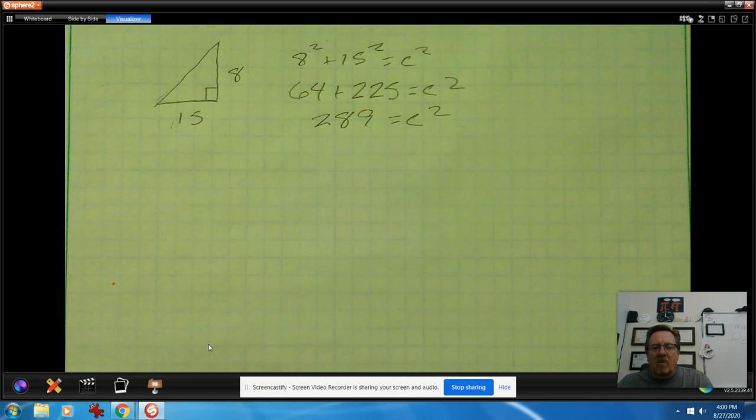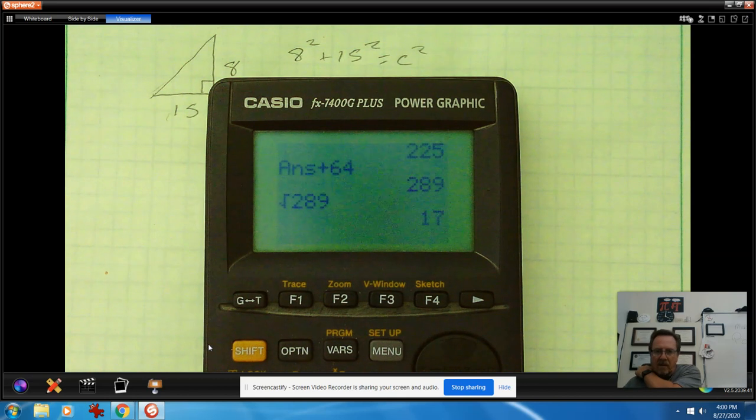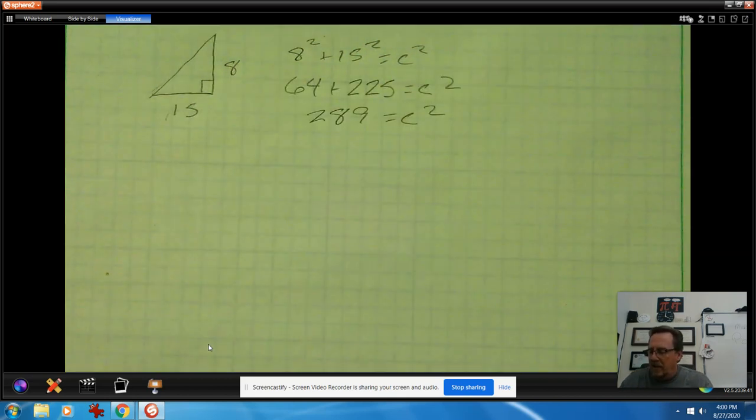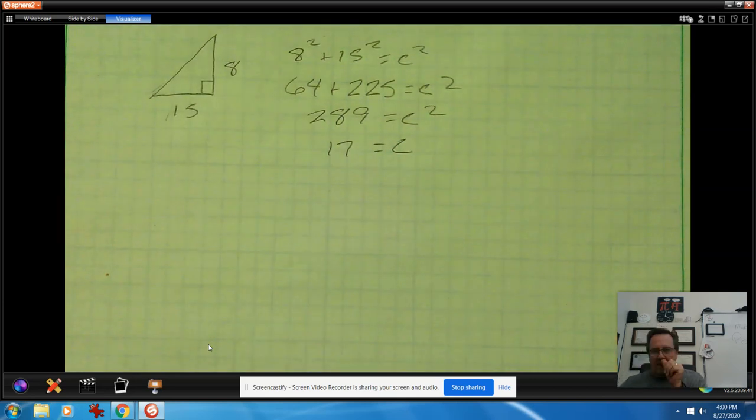So we're going to take the square root of 289 to figure out what c is, since if we were to square c, we'd get 289. So we want to take the square root of 289 to see what we get. If I did the square root of 289, I'll show you what it looks like on my calculator. Square root of 289. We're going to get 17. So we could say c is equal to 17, since if we were to square 17, we'd get 289.